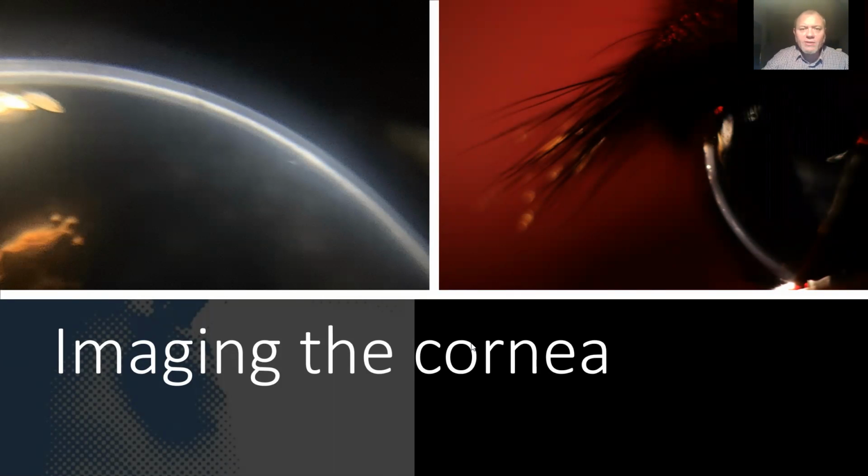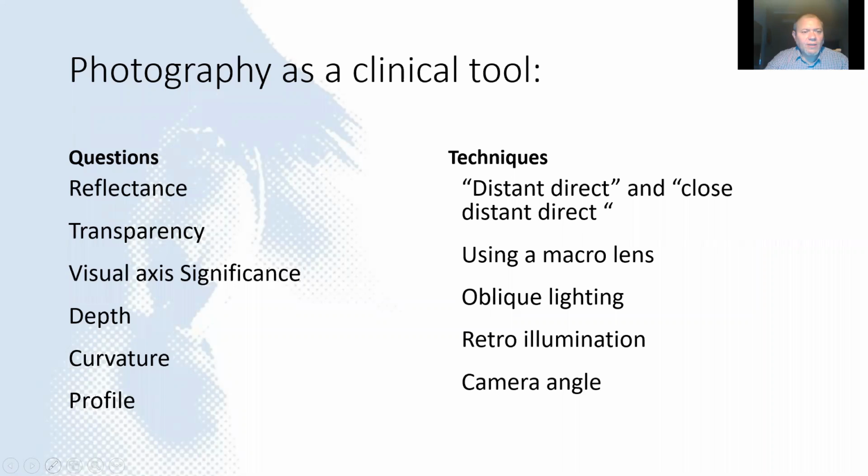So, imaging the cornea with our smartphones. We've talked a lot about using photographs as a clinical tool, not just as simply documenting a single problem. So questions which we ask about the cornea particularly are, is it reflective? If it's reflecting light, that tells us the anterior corneal surface is healthy. Second thing is, is it transparent? And transparency tells us that the corneal stroma and the inner lining of the cornea is hopefully healthy as well.